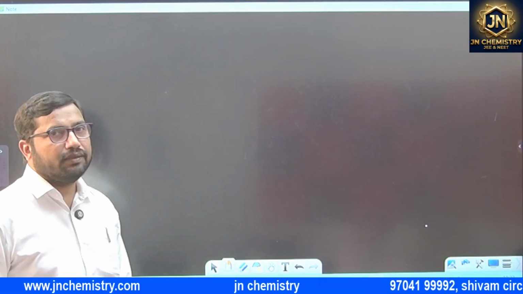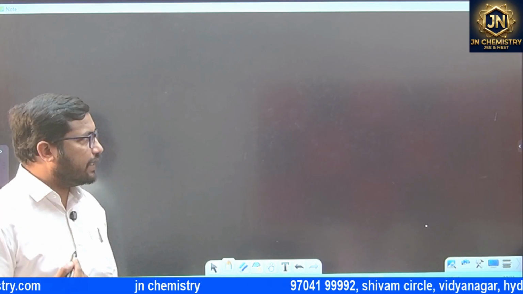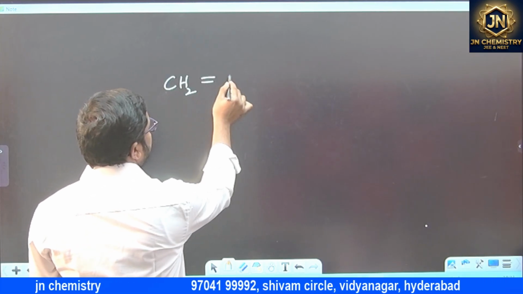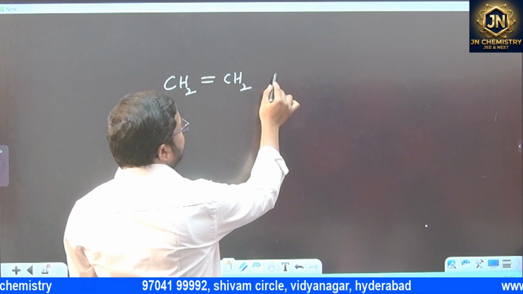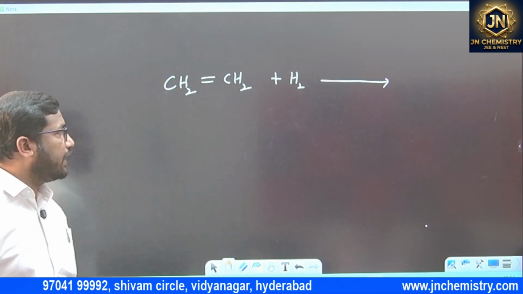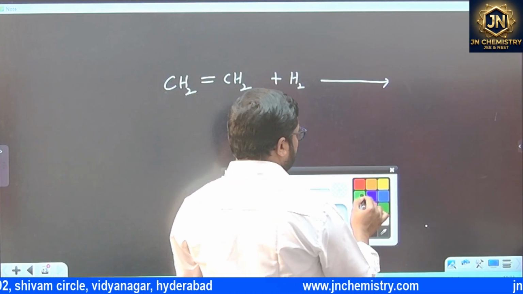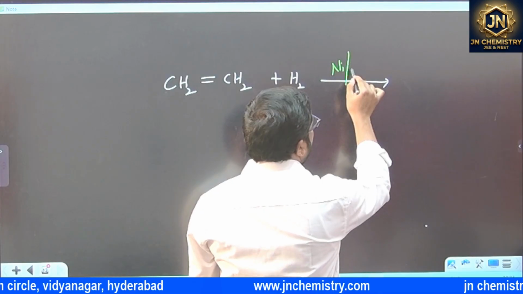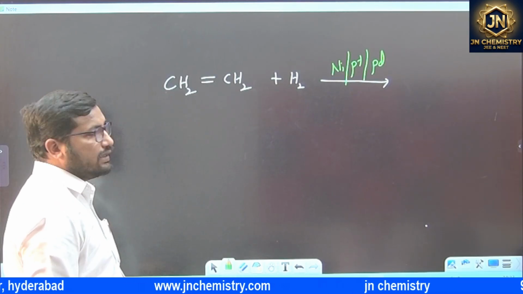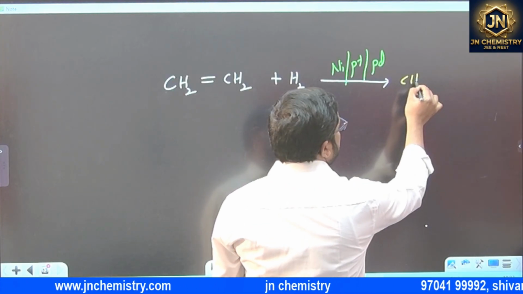So for preparation, first we'll discuss from alkenes. From alkenes to alkanes, write it down. Simply what are we doing now? Reduction. Reduction reaction in presence of nickel, platinum, palladium. What exactly happens? Addition reaction takes place. Syn addition takes place.